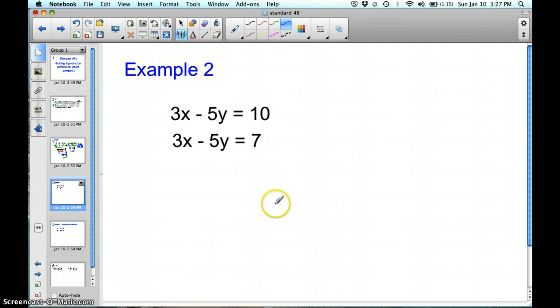All right, so let's look at another example. In this example, let's take a look at our x's. I have a 3x and a 3x. So right now they're the same coefficient, but remember we want them to be different signs. So in order to do that, I'm just going to multiply this first equation by a negative 1. Okay, so when I do that, I would have negative 3x, negative 1 times negative 5y would give me a positive 5y.